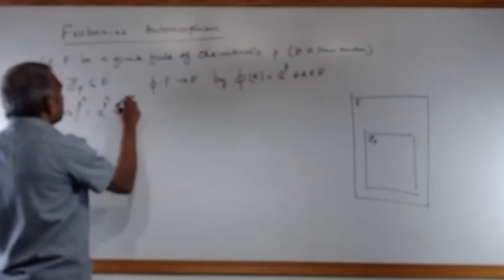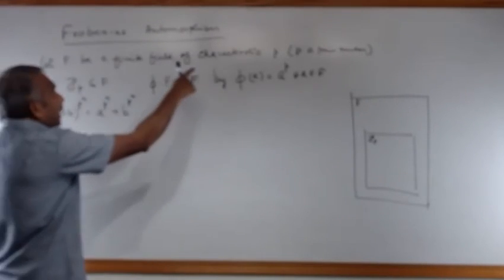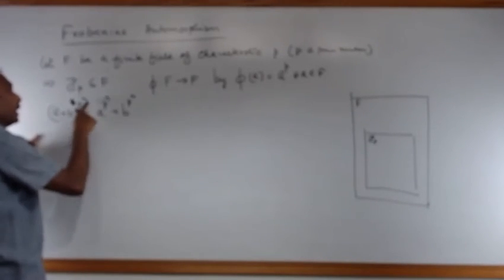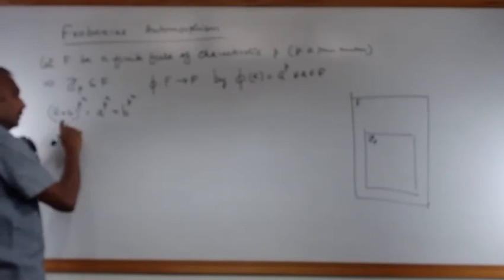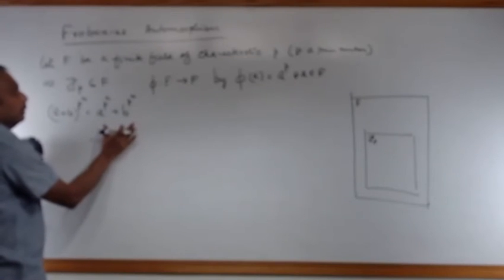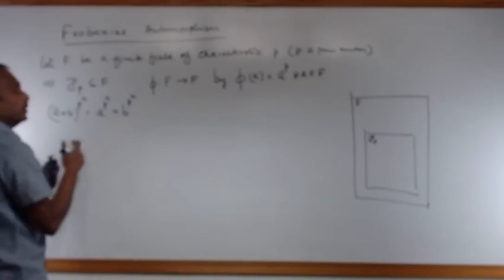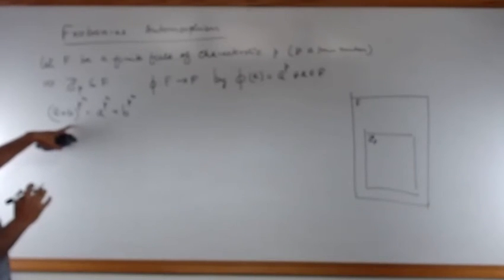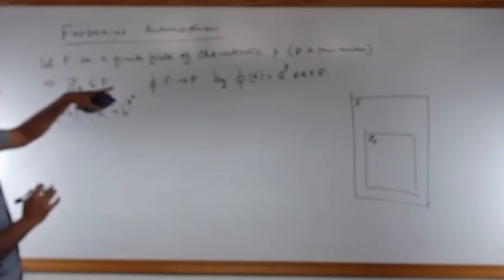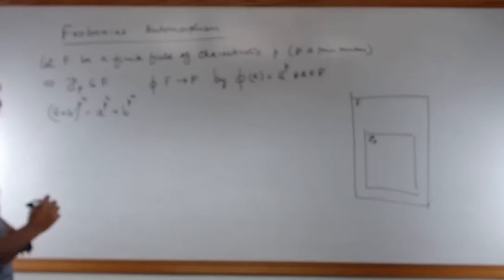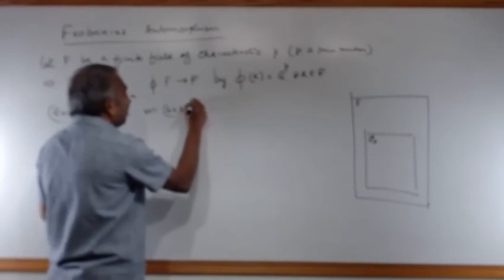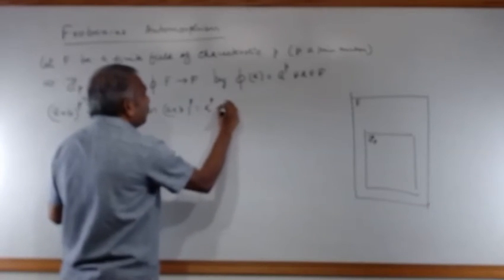This is because F is of characteristic P. If you do the binomial expansion, the terms in between will all be zeros. So this is the result we are going to use to prove that this is an automorphism. This implies that (A plus B) to the power of P is equal to A to the power of P plus B to the power of P.